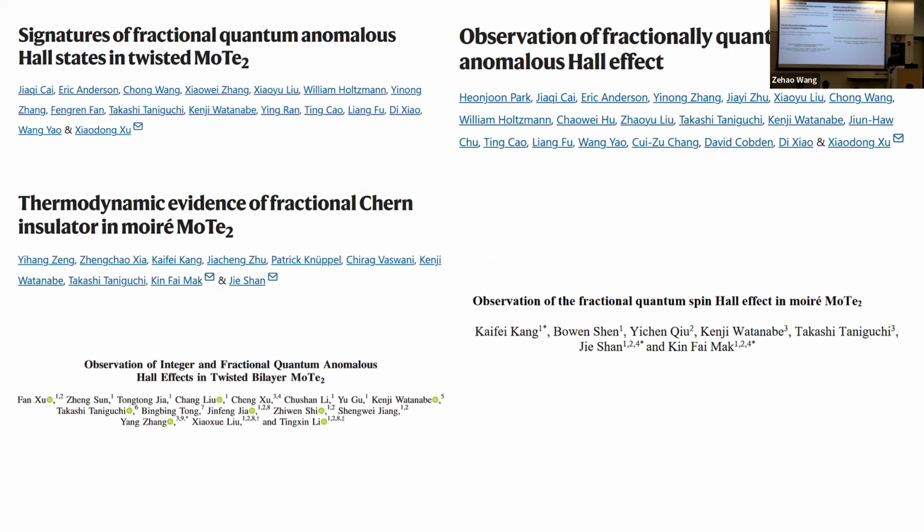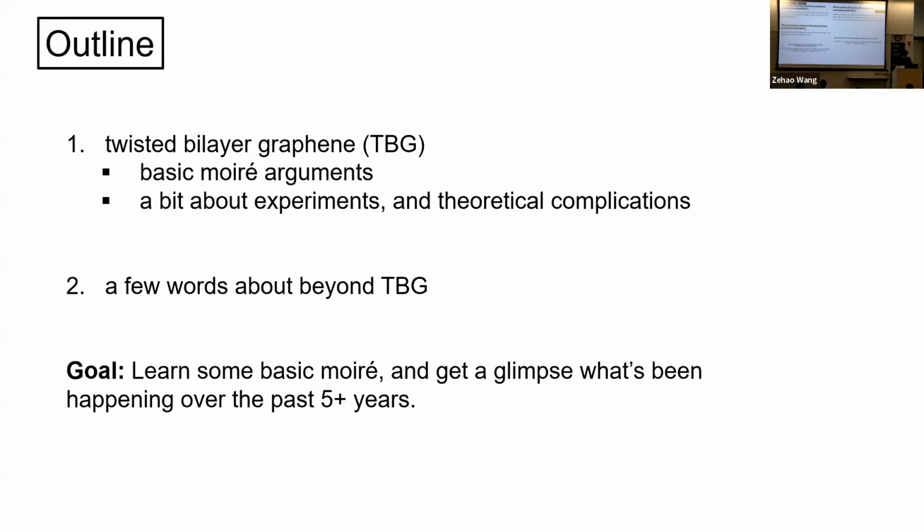So I think I'm out of time, so let me return back to my outline slide. So I've mostly told you today about twisted bilayer graphene, right? I hope I've outlined some basic arguments about how to understand these materials. And I've also shown you a bit about experiments and some of the complications that can occur. I've also said a few words about other systems. And yeah, I hope that was useful, and I'm happy to take any questions.